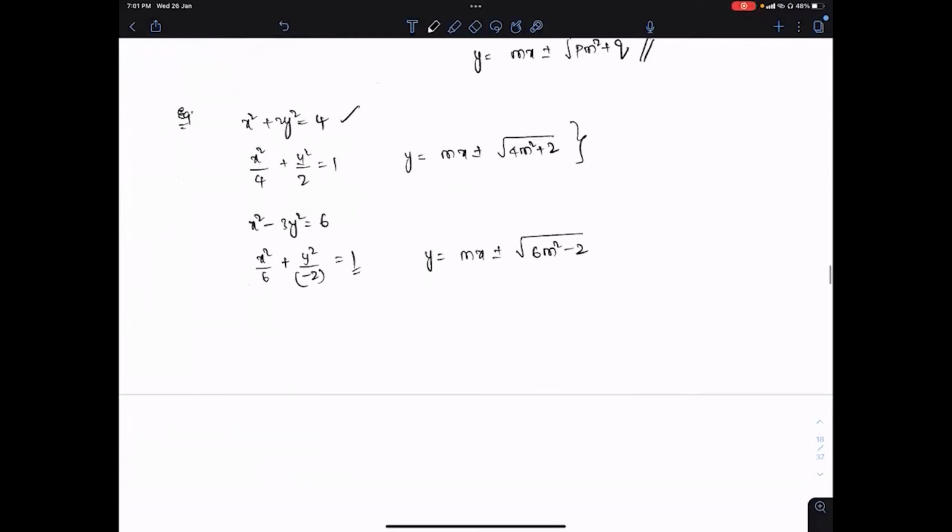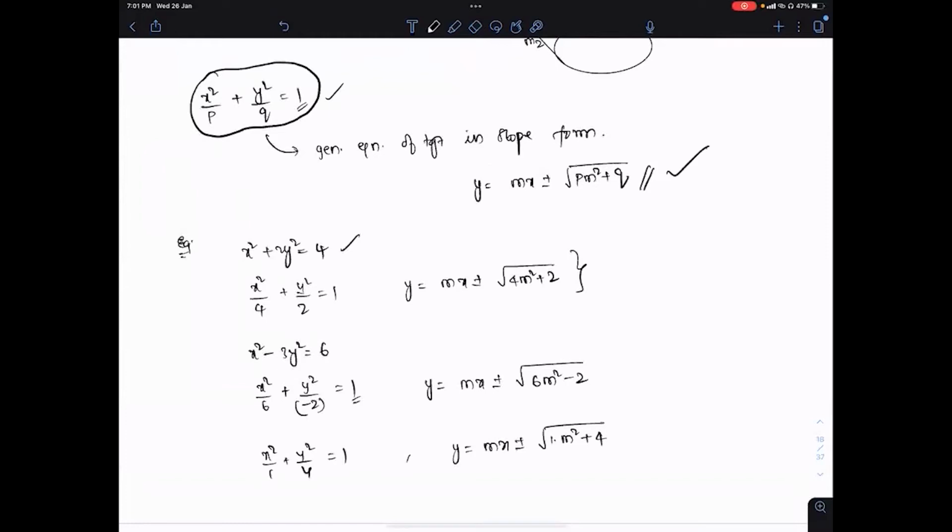So this will work for any curve which is of this form. See, x square by 1 plus y square by 4, even for a vertical ellipse also. y equals mx plus minus, what is p? p is under x square, that is 1, into m square, pm square plus q, which is 4. So this is the general equation of tangent in slope form for a curve of this form, x square by p plus y square by q equals 1.